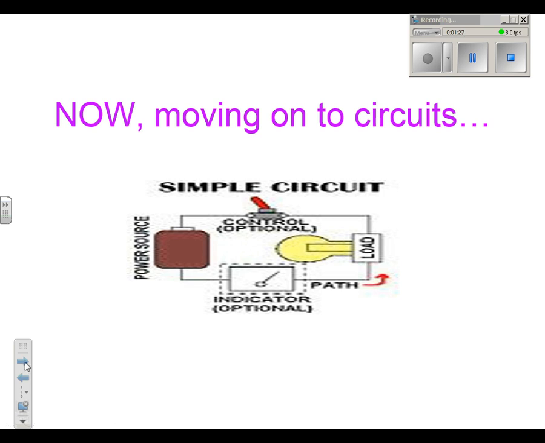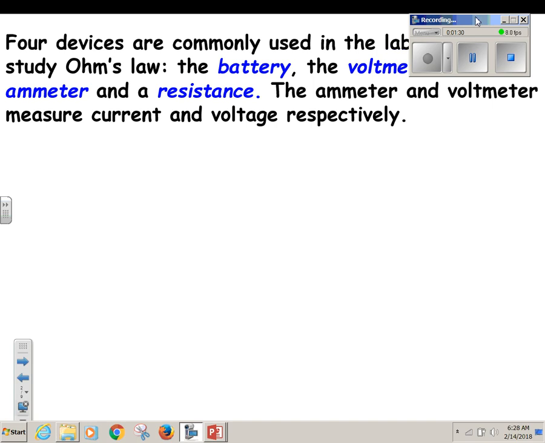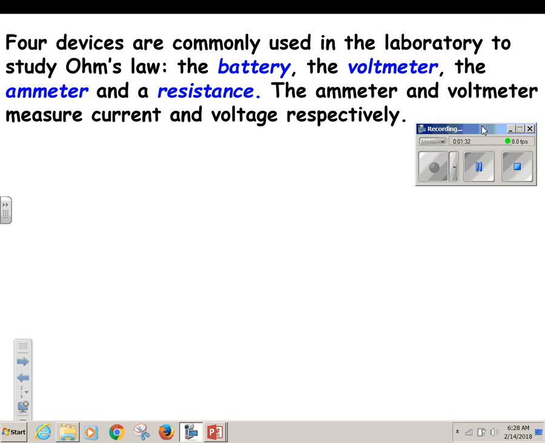Talking about circuits, some more information. Four devices are required, like I said, when we study Ohm's law. Remember, Ohm's law was our formula, I equals V over R, which I like to rearrange and have V equals IR instead. But you have to have a battery. You can have a voltmeter, which measures volts. You should write that down. And you can have an ammeter, which measures amps, which you should write down as well, and some sort of resistance. The ammeter and the voltmeter, the ammeter measures current, the voltmeter measures voltage.